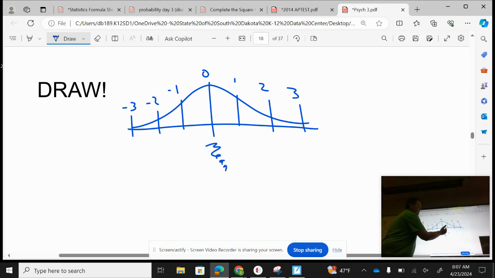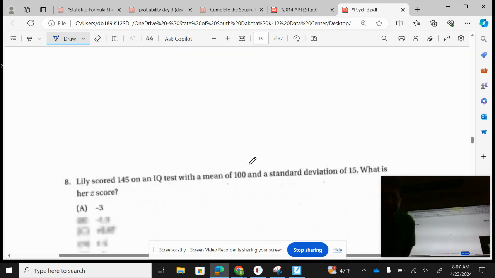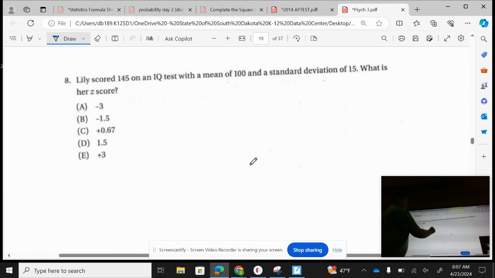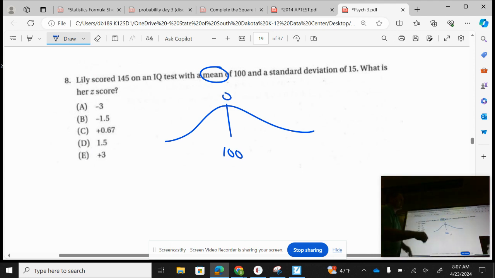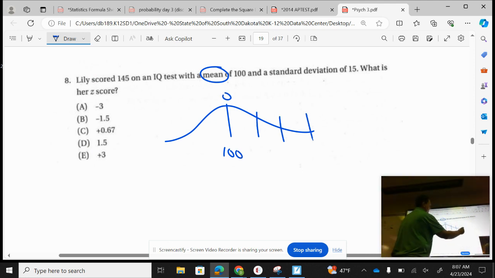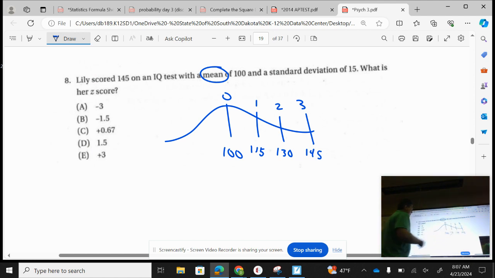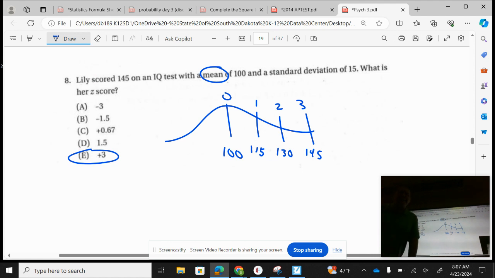This is the mean, and you always add a standard deviation. So when you get a question like this one, it has a mean of 100. The mean is in the middle, and that's what we call a 0 z-score. If you draw the 3 standard deviations up, and the standard deviation is 15, you add on 15, add on 15 again, and then if you compare it, it says, what is her z-score? Her z-score is 3.